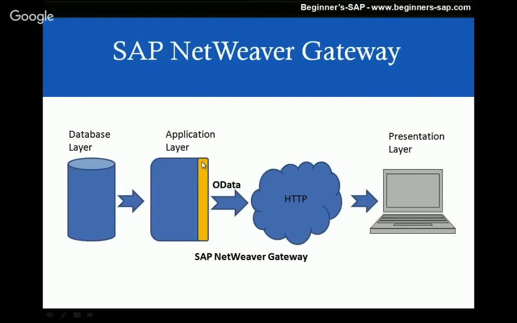Once the basis people have installed this, if there is an HTTP call, then your internal table will be automatically converted into OData. So we don't have to do any conversion here, but of course we will have to write code to fetch that internal table and feed it into the gateway. And that is what we will learn in the course.